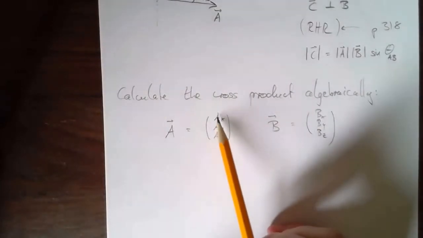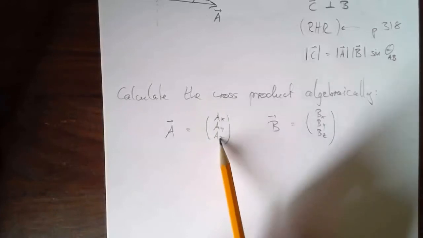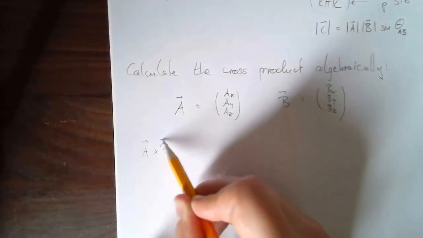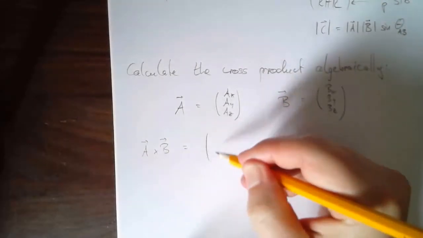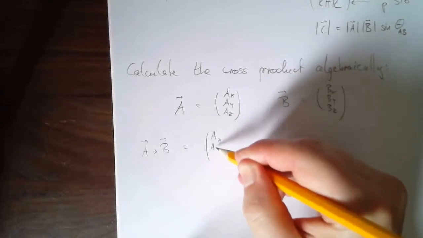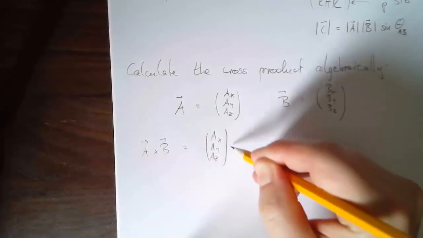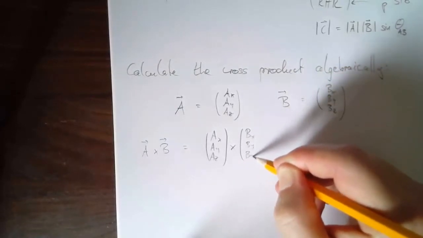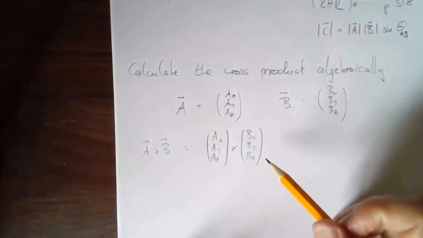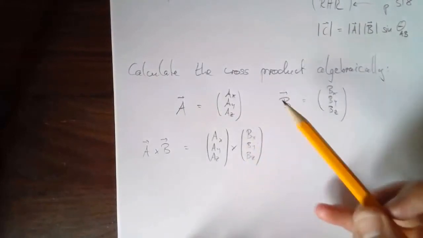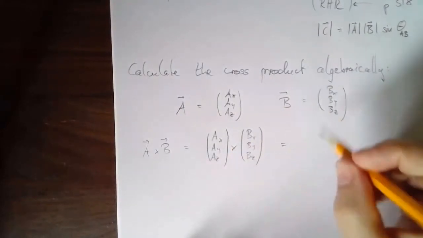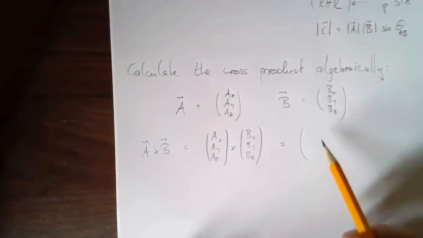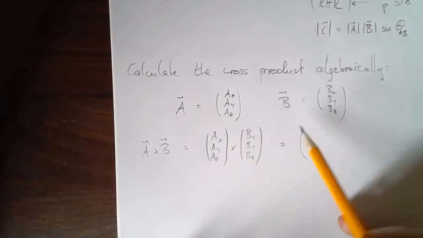So, X component of A, Y component of A, Z component of A. Then A cross B is equal to AX, AY, AZ cross product BX, BY, BZ. I'm going to do an example with actual numbers in just a second. Now, this gives you one new vector with 3 components, 1, 2, 3. To compute each component, you look at the components in the other 2 directions.